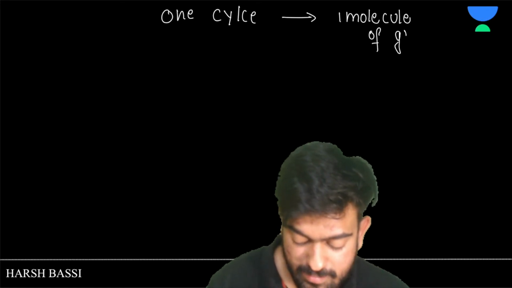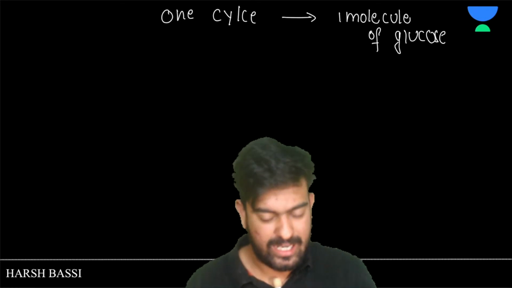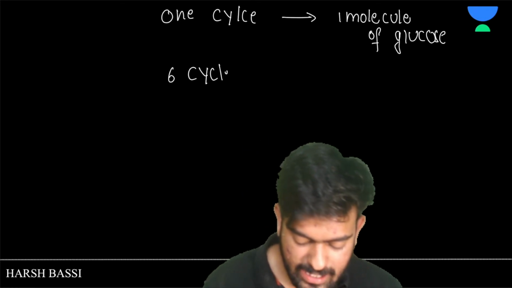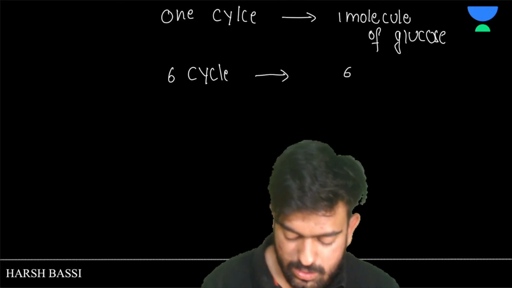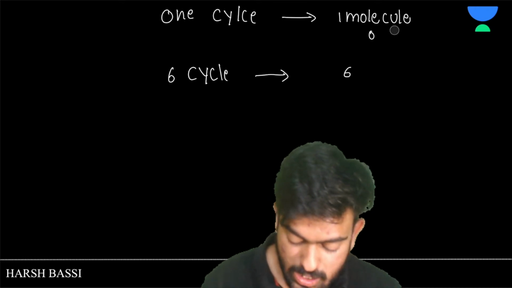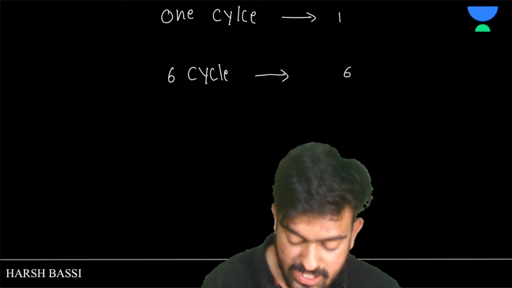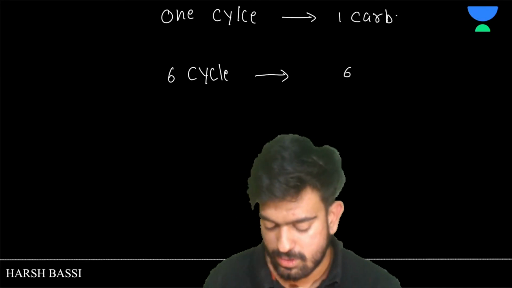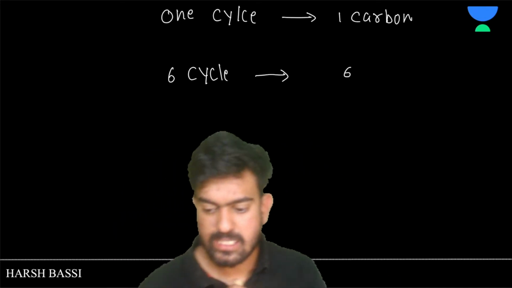And in 6 cycles, how many carbons will we be producing? Sorry, I have written 1 molecule of glucose, oh my god. 1 carbon, sorry, 1 carbon. And in 6 cycles, we are producing 6 carbon, yes or no? We are getting 6 carbon, clear?